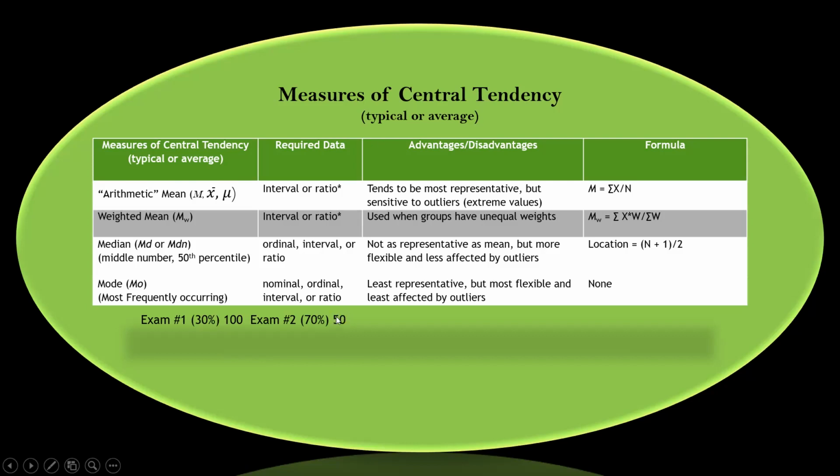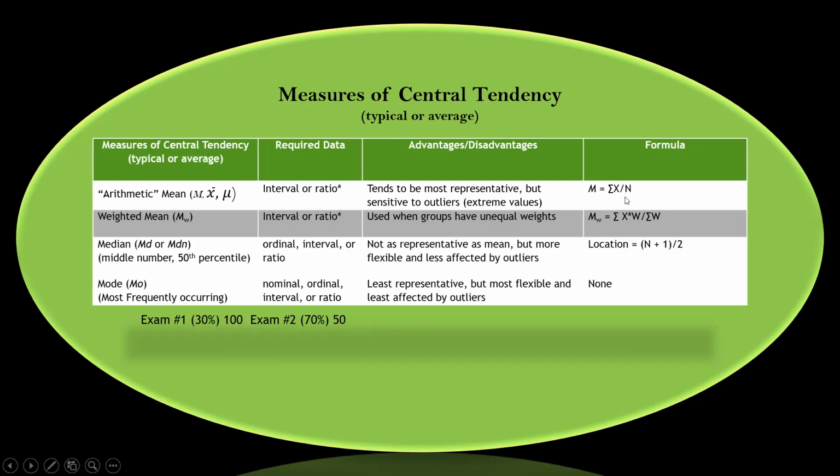So if you just added up your two scores, 100 and 50, you get 150 divided by 2. If you just use the arithmetic mean formula, you would come up with a mean of 75. But we know that's a problem, because exam 2 is worth more than twice what exam 1 is worth, and you did poorly on exam 2. On exam 1, you made 100, so we know it's not going to be 75. It's going to be closer to the 50 than it is to the 100.